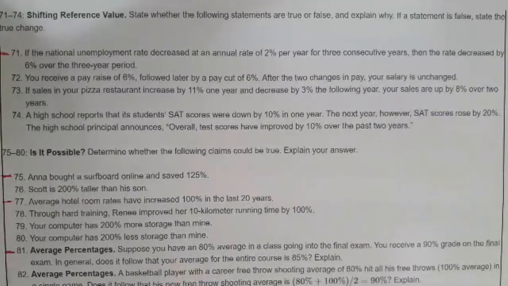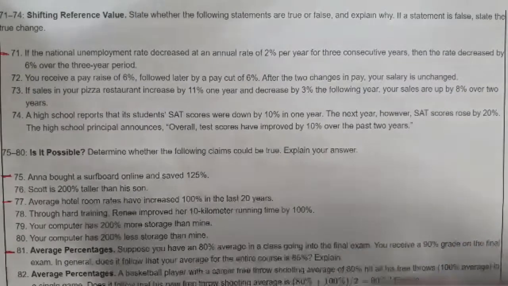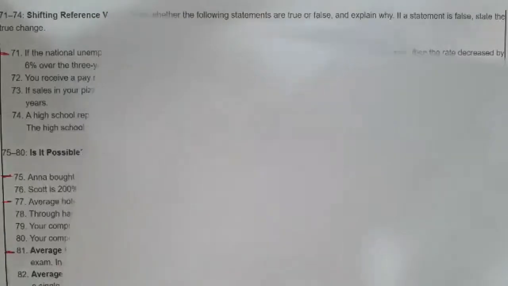Okay, so 71: if the national unemployment rate decreased at an annual rate of 2% per year for 3 consecutive years, then the rate decreased by 6% over the 3-year period. Is this true? Is this not true? What would you say? I said false. I said not true as well. Okay, so let's go over an example.